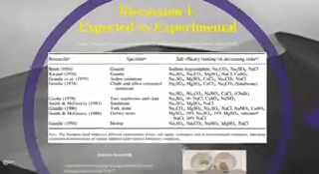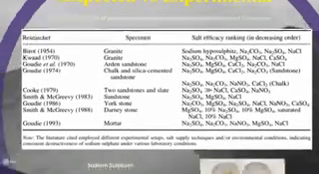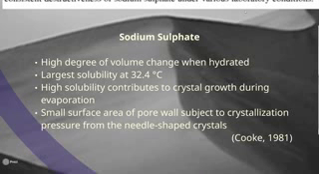From several previous studies on salt efficiency, sodium sulfate is suggested to be the most effective agent in the rock weathering process. Cook 1981 concludes 4 reasons that sodium sulfate is so damaging. First, sodium sulfate undergoes a high degree of volume change when hydrated. Second, it suffers a decrease in solubility at temperatures above and below 32.4 degrees Celsius.